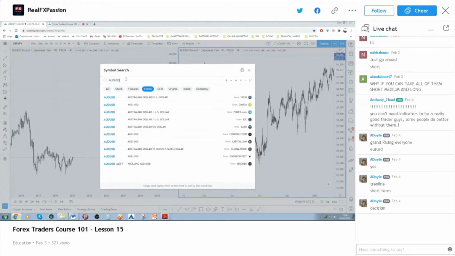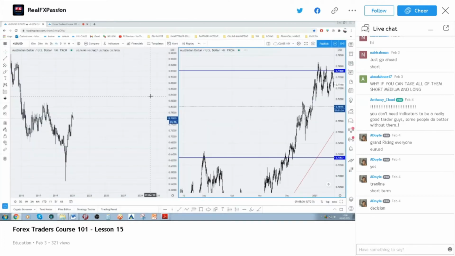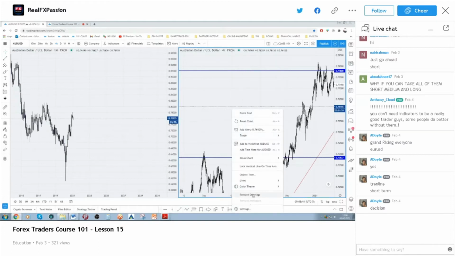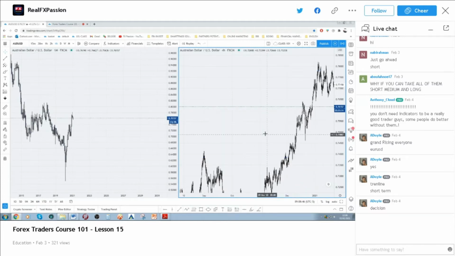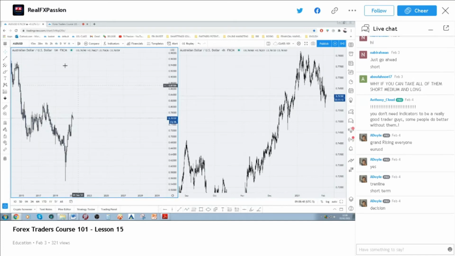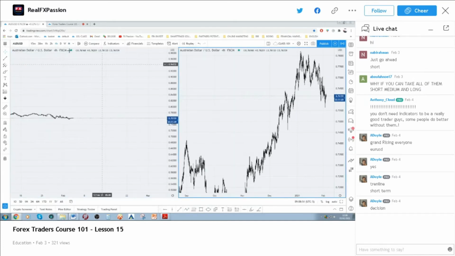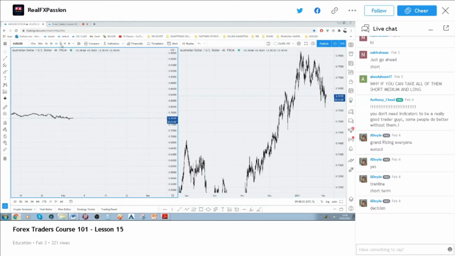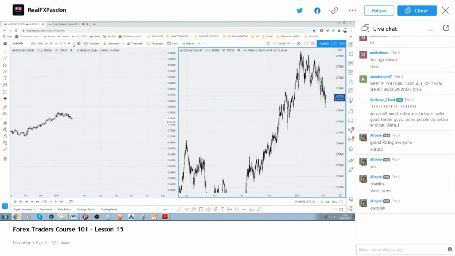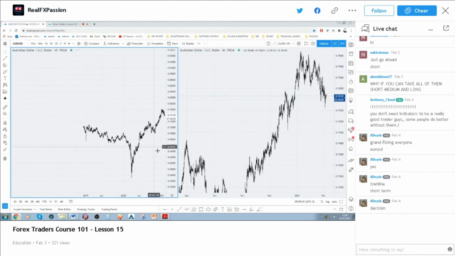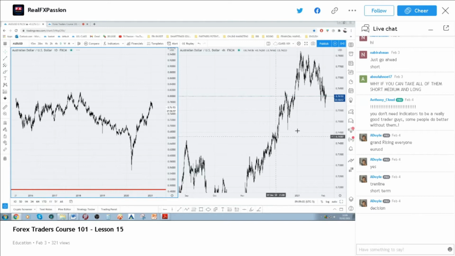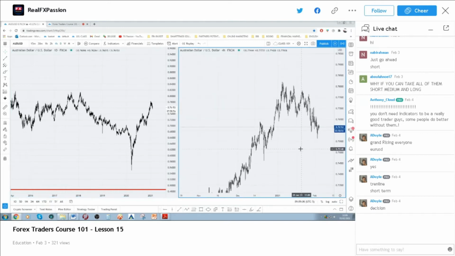AUD USD. Okay. AUD USD. Israel and everybody, what is your idea? Do you want to go short or do you want to go long? So we have the daily on the left, everybody, and we have the 4-hour on the right. Okay, AUD USD. What is your idea? Israel, do you want to go long or short?